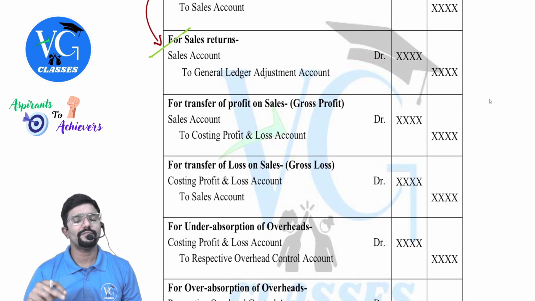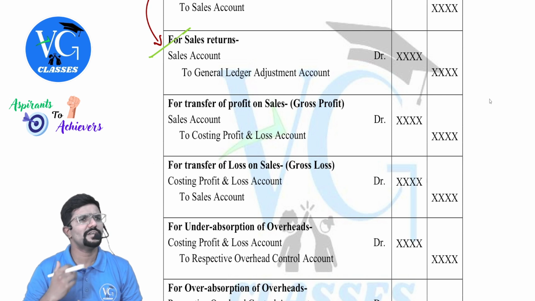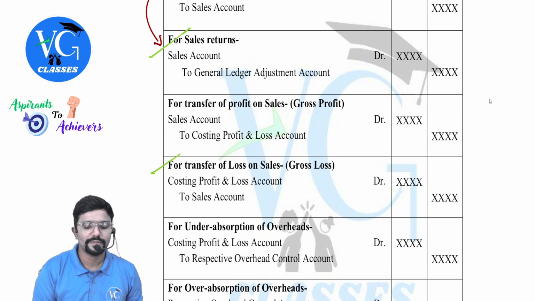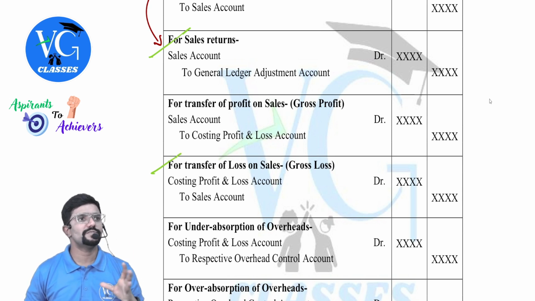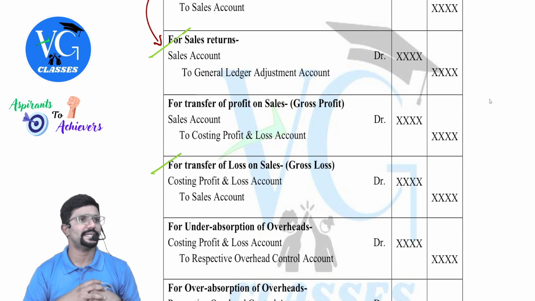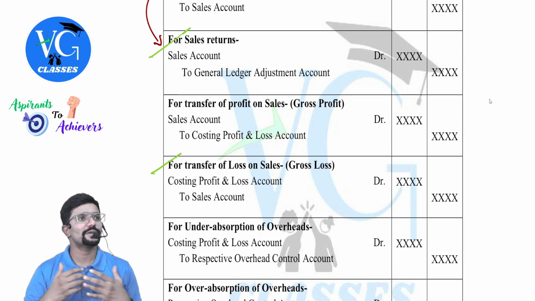Next, for transfer of profit or loss, GP or GL, either of the two, both will not come. Which shall we pass? Profit. Let us go with profit. Loss we will not pass any. If it is a profit in sales account, credit side would be more or debit side would be more? Credit side. So, in which balance will it have? Credit balance.